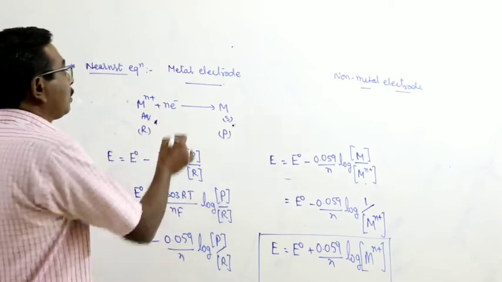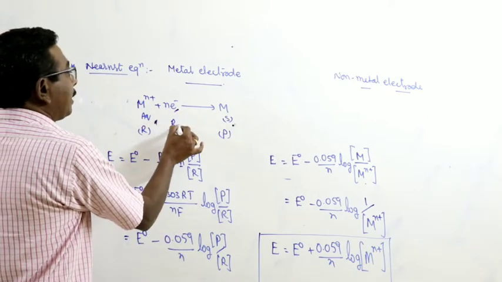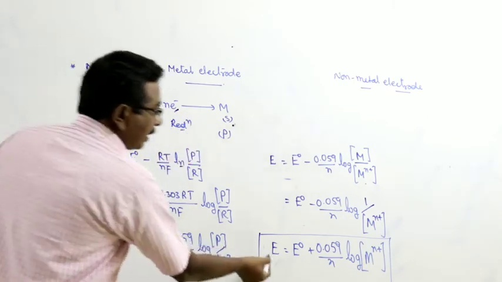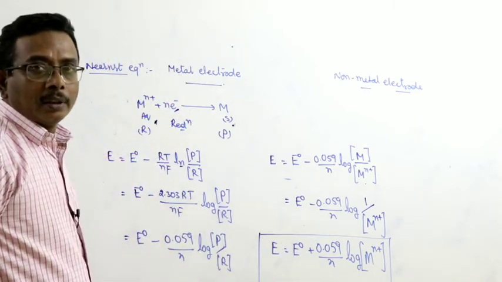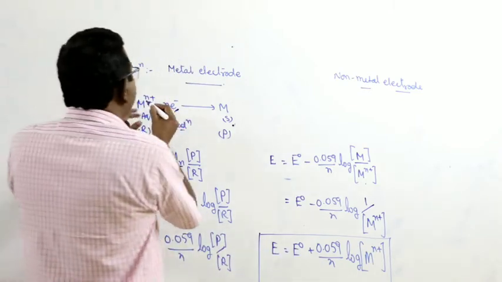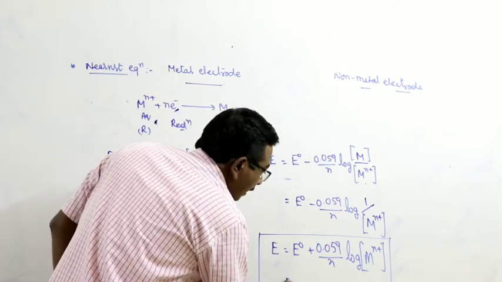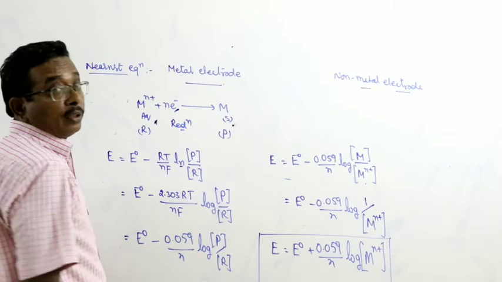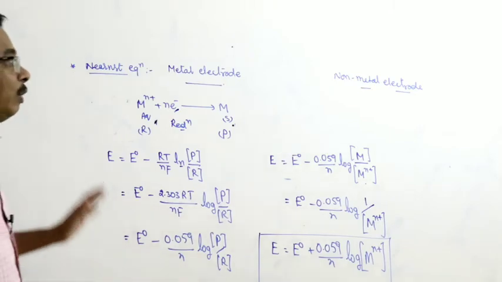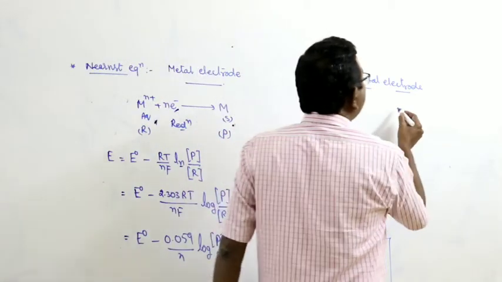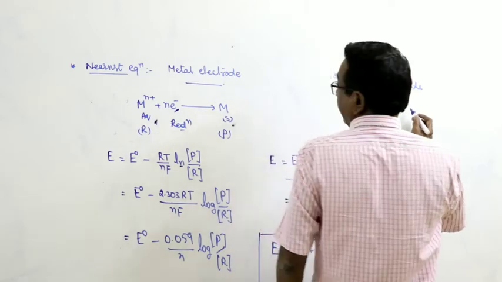In case of metal electrodes, when the reduction takes place, this is the reduction potential. Take for example zinc. Then what about the standard electrode potential? Minus 0.076 volts.